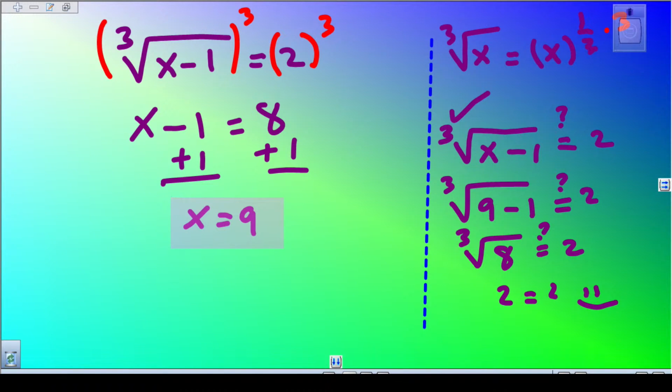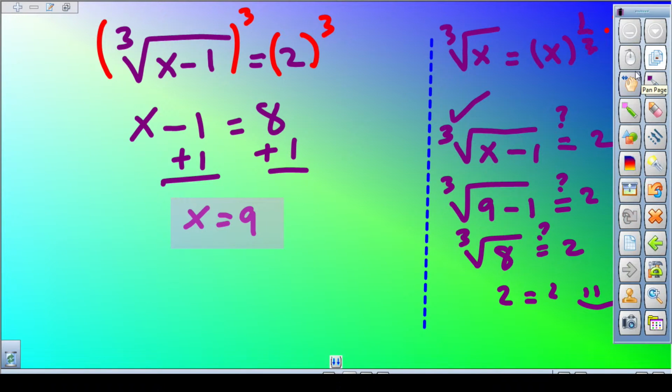So let's do another one. We are going to solve a radical equation, and this one is going to have some quadratics in it. Ooh, really? Oh yeah. Just watch.